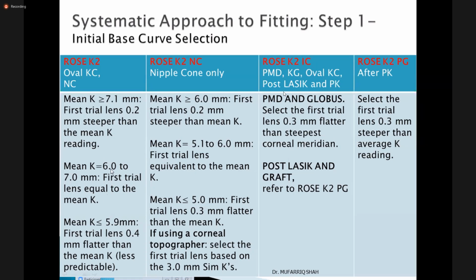So for example, if the mean K reading is 6.6, then you need to start the first trial lens with the base curve of 6.6 millimeter. And after examination, then you will proceed.